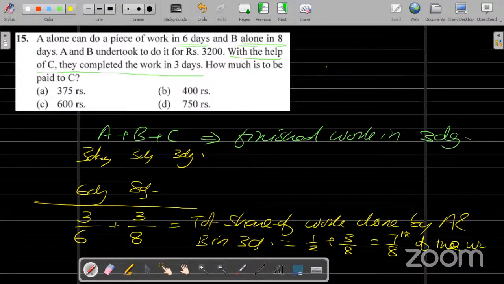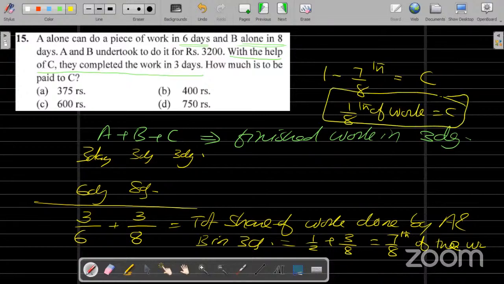And the remaining work, 1 minus 7/8, might be done by C. So that is 1/8 of the work done by C. Since C is doing 1/8 of the work, he must be given 1/8 of the total amount. How much is the total amount? 3,200. So C's share should be 1/8 of 3,200, which is 3,200 by 8, which will be 400 rupees. Option B. C's share is 400 rupees. Clear?